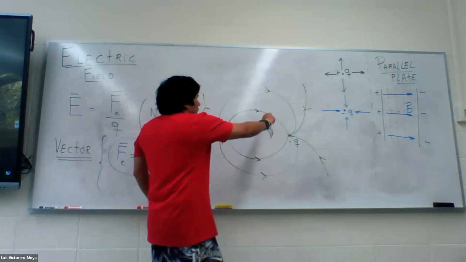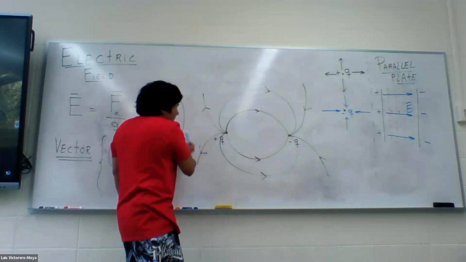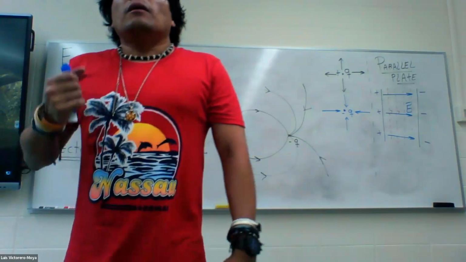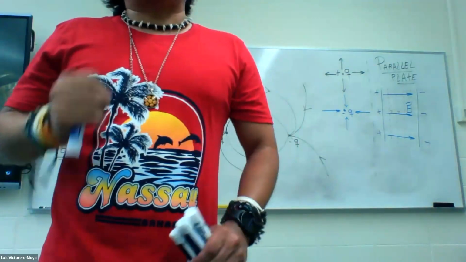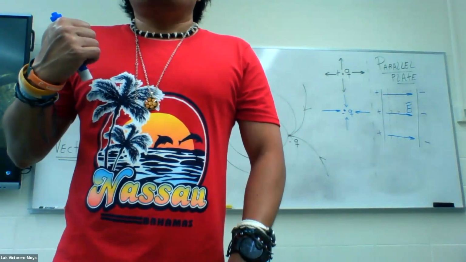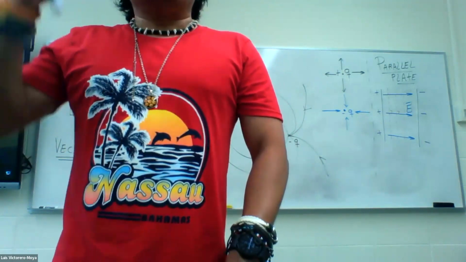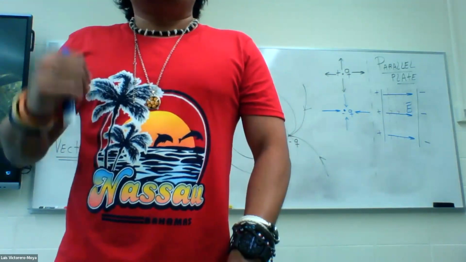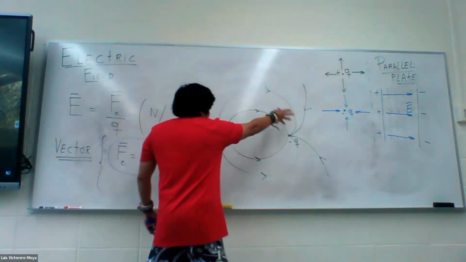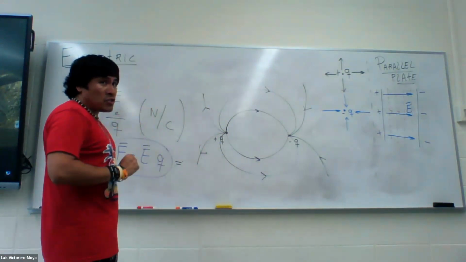Furthermore, we have 6 lines entering negative Q and we have 6 lines leaving positive Q. Why are they the same amount of lines? Because they both have the same magnitude of charge. If the positive charge was double the negative charge, there would be twice the amount of lines leaving than entering the negative charge. So you would have 12 here, and 6 there. There is a problem like that in the assignment, so make sure that you are paying attention to this.